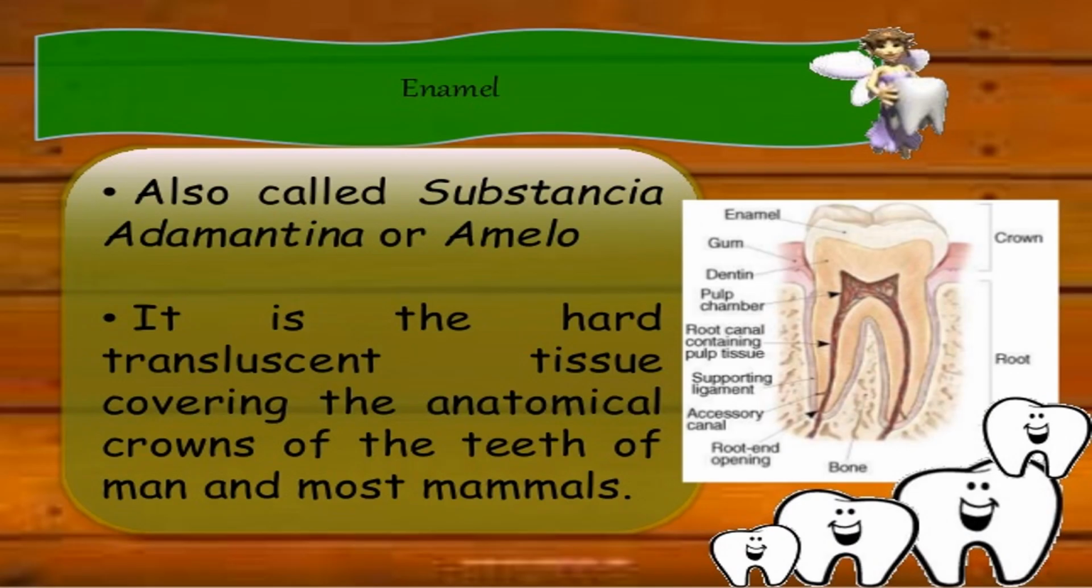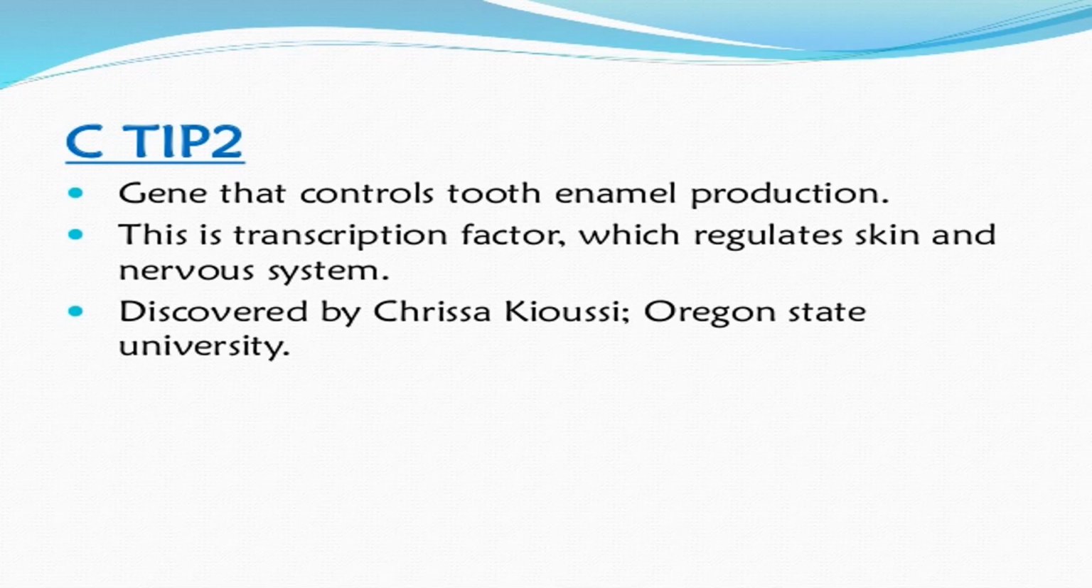Enamel is nothing but a hard, translucent tissue covering the anatomical crowns of the teeth of man and most of the mammals. Enamel is also called substantia adamantina or adamantine. From where is enamel developed? Enamel is developed from a gene named CTIP2 that controls tooth enamel production. This is a transcription factor which regulates skin and nervous system. Discovered by Krisa QC, who is from Oregon State University.